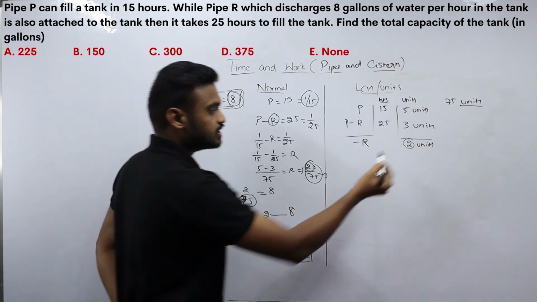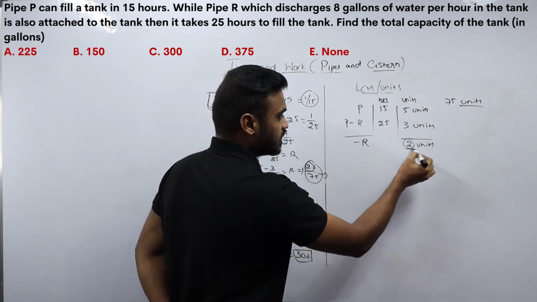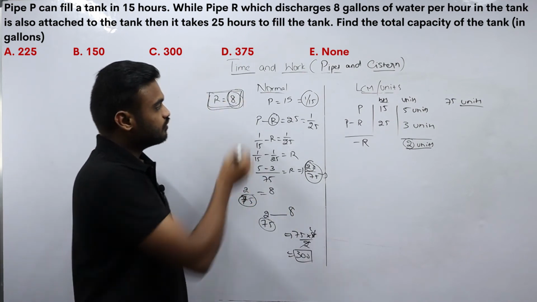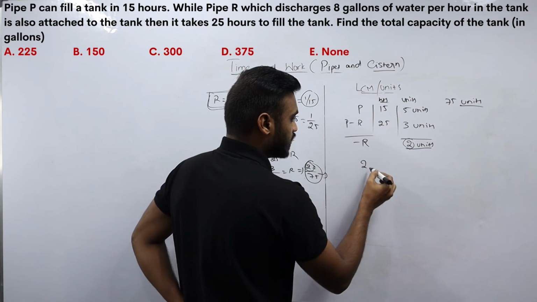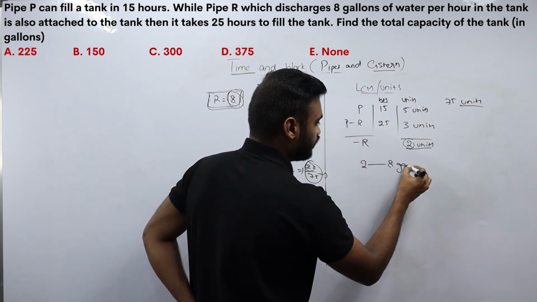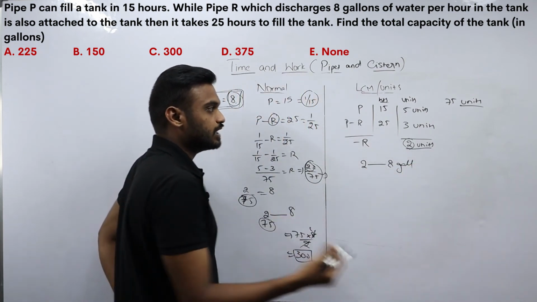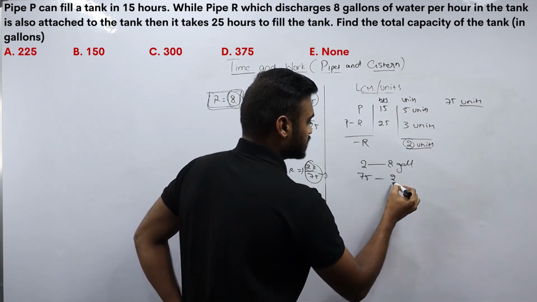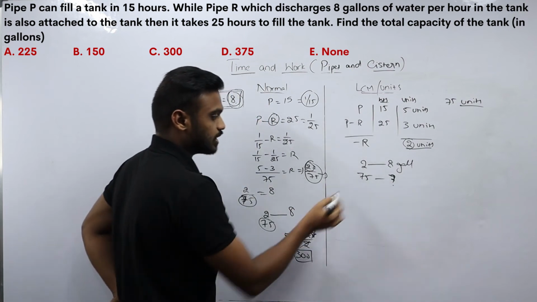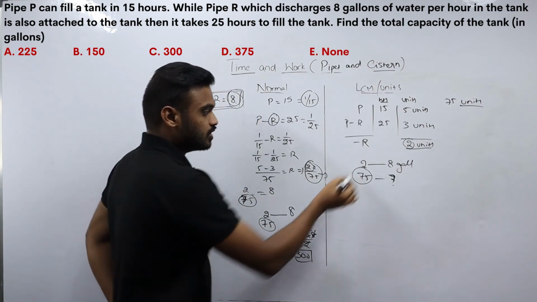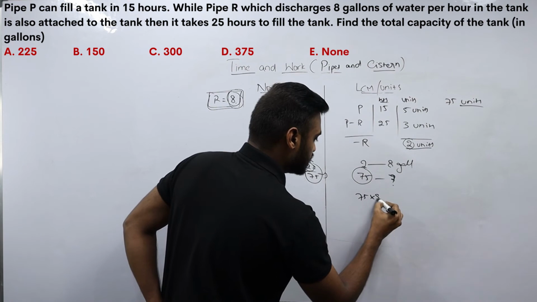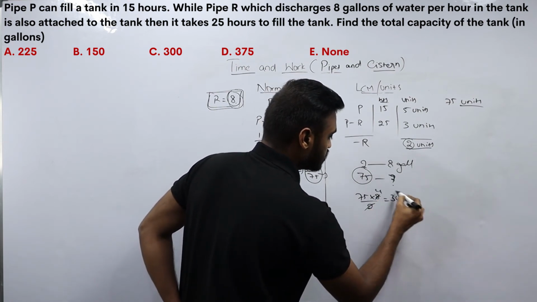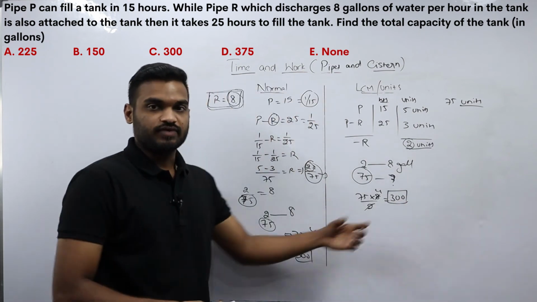Okay, but the difference is here we have found the efficiency in units, but in the question they have given efficiency in gallons of water. So we can simply equate them. Now 2 parts equal to 8 gallons, and the total amount of work to be done is 75 units. So 75 units is the total capacity of the tank. So 75 into 8 by 2, that is 2 fours are 8, equal to 75 into 4, that is 300. 300 is the total capacity of the tank.